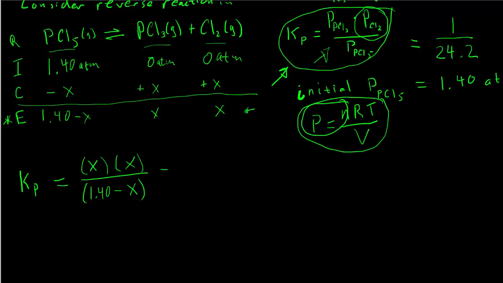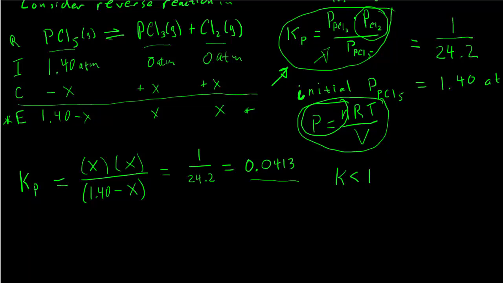All right, and that's going to be equal to the equilibrium constant value, which is 1 divided by 24.2, and I could do the math on that, and it is 0.0413. So this number is less than 1. Remember our properties of the equilibrium constant: when the equilibrium constant is less than 1, that tells us that it favors the reactants. So we're going to have a little bit of this PCl5 decompose, but not very much. So x is probably going to be small.